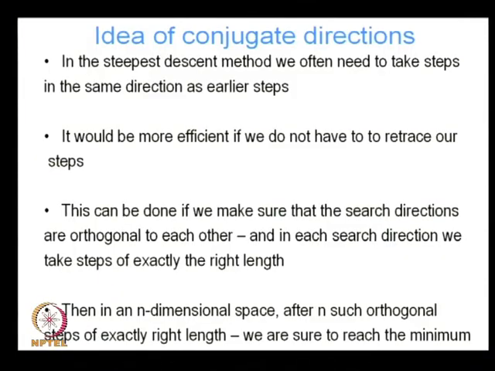The directions in which we move, the steepest descent directions, basically the negative of the gradient direction, have no requirement to satisfy any relationship with each other. Because of that, we can move in the same direction several times during the course of our iteration. But this is not very efficient, because we are having to retrace our steps.